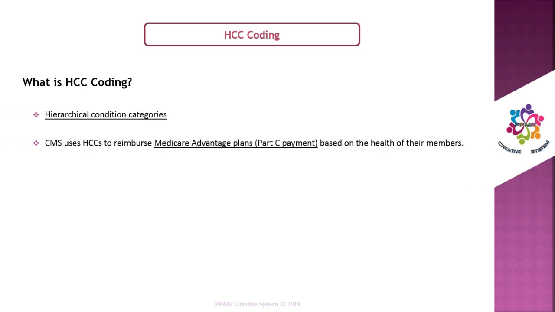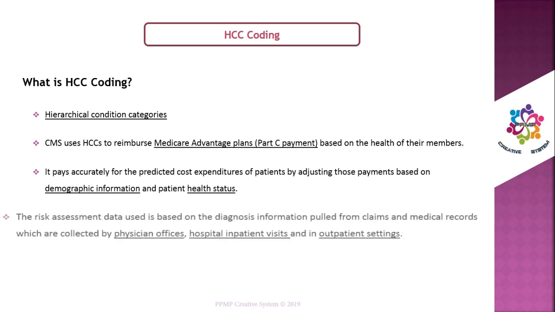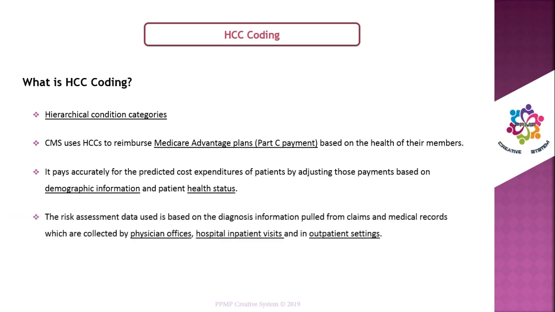CMS uses HCCs to reimburse Medicare Advantage plans, like Part C payment, based on the health of their members. The cost expenditures of patients are based on demographic information and patient health status. The risk assessment data used is based on the diagnosis information pulled from the claims and medical records, which are collected by physician offices, hospital inpatient visits and in outpatient settings. So try to remember, these medical records are reportable for HCC coding. The rest, like radiology report and pathology report, are not eligible for HCC coding.